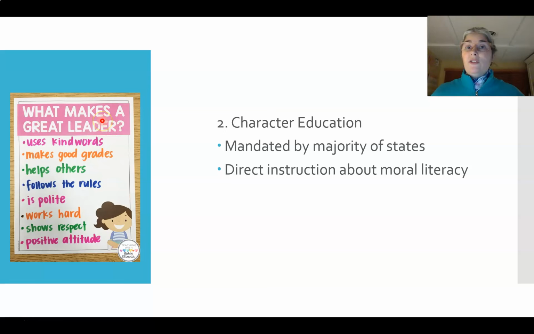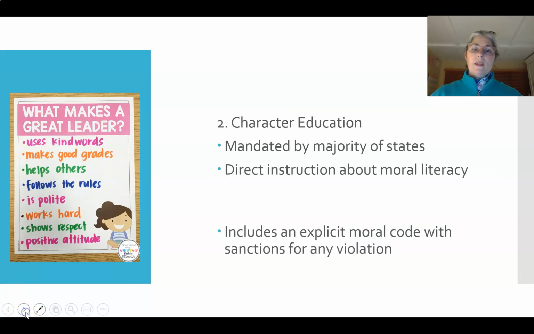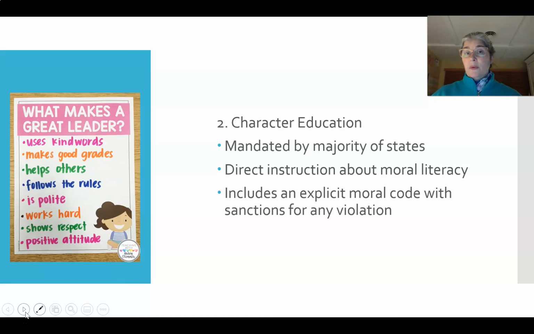okay, what makes a great leader? What does it mean to be honest? Let's talk about responsibility. It does also include having a very explicit moral code, whether this is a school-wide policy or you simply make sure that your teachers have this, stating what students can and can't do, and also having sanctions for violations. So if they break that moral code, if they are disrespectful to one another, if they are hurtful or harmful, that there is an actual punishment involved.